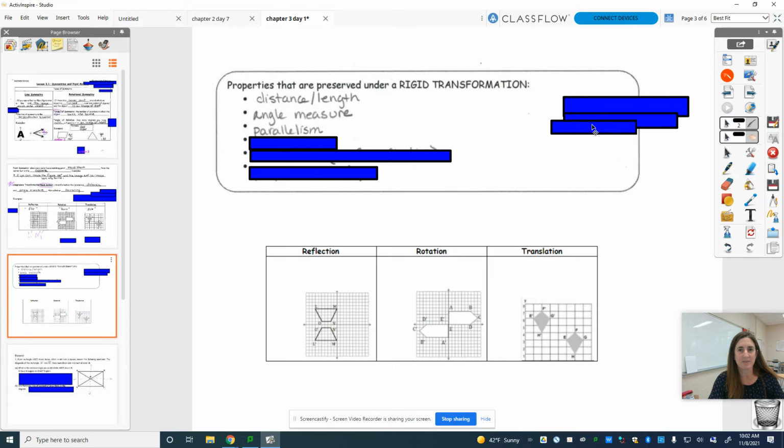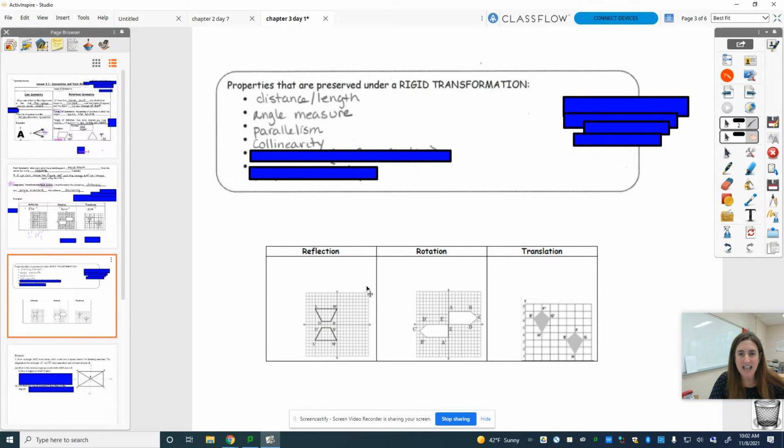Didn't change size. Parallelism, what is that? See on this trapezoid here, when you reflected it, LM and ON are parallel, so are their primes. O prime, N prime the same, L prime, M prime the same. Still parallel. One's not going to go crazy and not become parallel.